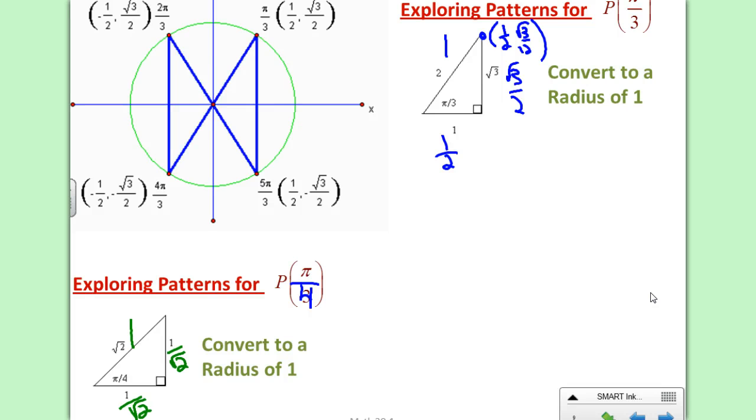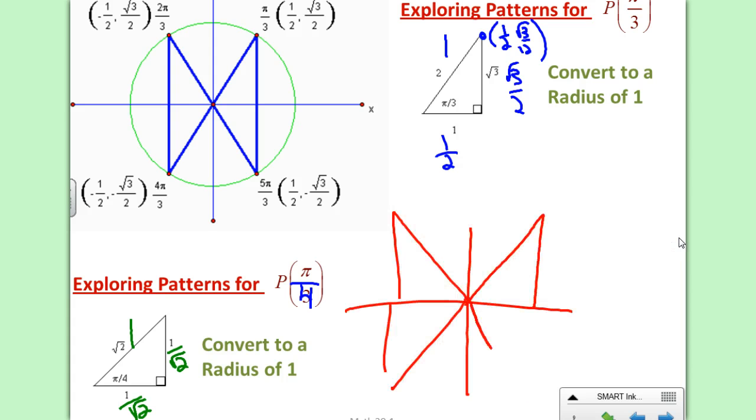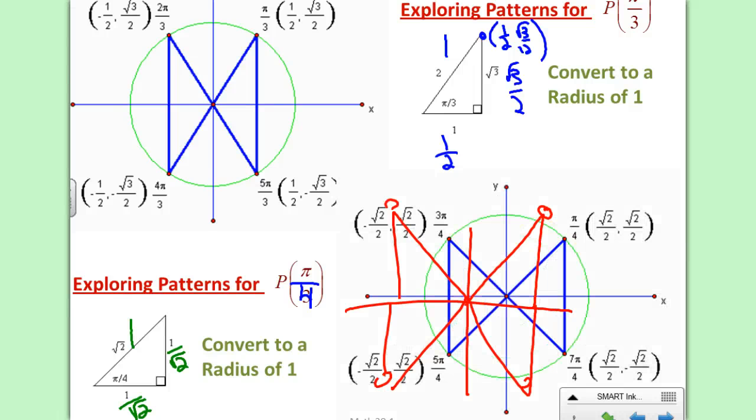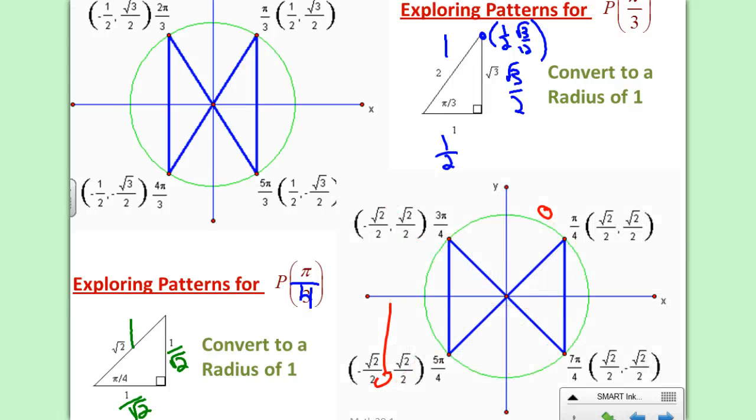When you do that, you now take that triangle, and again, you're just going to superimpose it and put it in all the quadrants, pi over 4 and pi over 4 and pi over 4. And what are the points at the end of all those pi over 4 angles? Well, they end up being positive root 2 over 2.